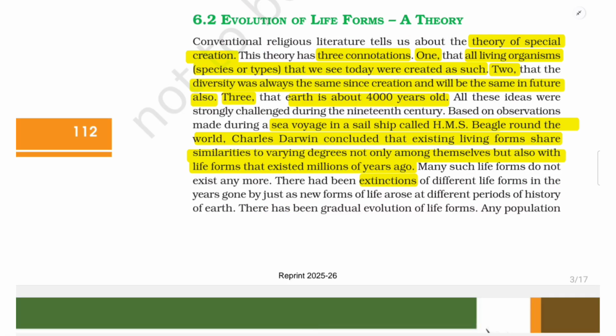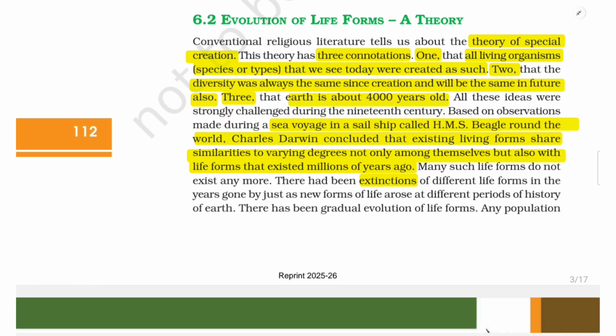6.2 Evolution of Life Forms, a Theory. Conventional religious literature tells us about the theory of special creation. This theory has three connotations. One, that all living organisms, that is, species or types, that we see today were created as such. Number two, that the diversity was always the same since creation and will be the same in future also. Number three, that Earth is about 4,000 years old. All these ideas were strongly challenged during the 19th century.